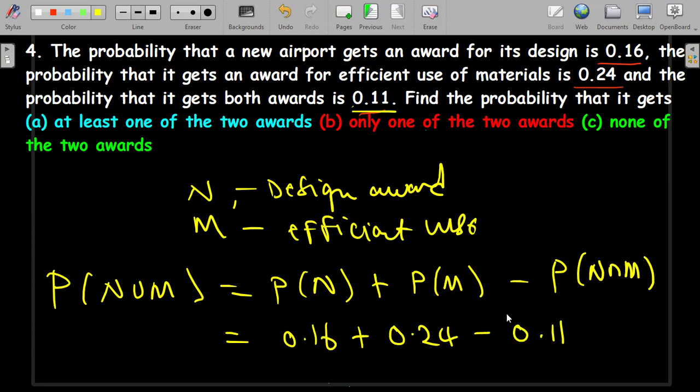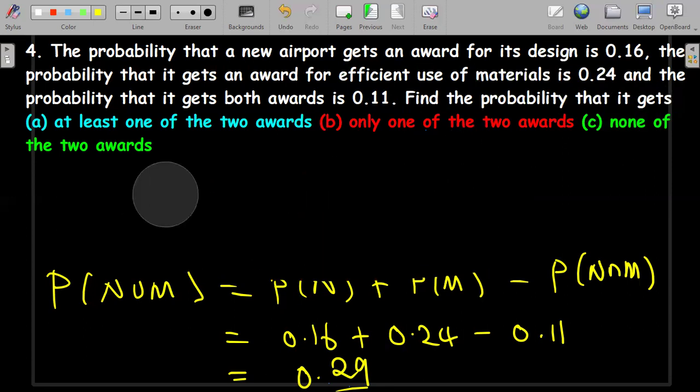Okay, so just get your calculator, punch in that value. You are going to get what? So let me punch this. Okay, so it's giving me 0.29. So this 0.29 will be the probability of getting at least one of the two awards. All right, so if you have any questions, please ask. All right, and then let's go to B now.